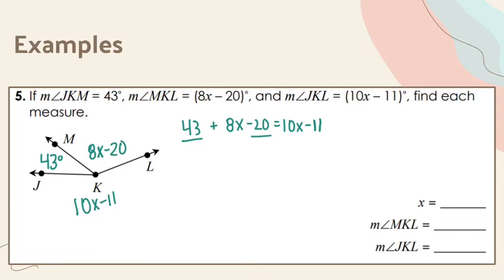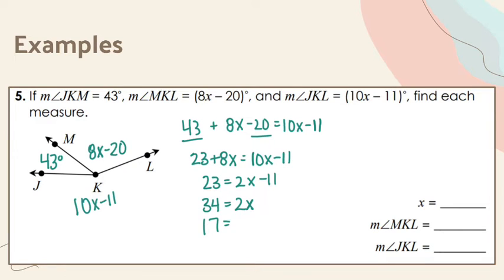So over here, these are like terms. 43 minus 20 is going to give us 23 plus 8x equals 10x minus 11. Going to subtract the 8x, so we'll have 23 equals 2x minus 11. Add the 11, so 34 equals 2x. And finally, divide by 2 to get 17 equals x. That goes here.